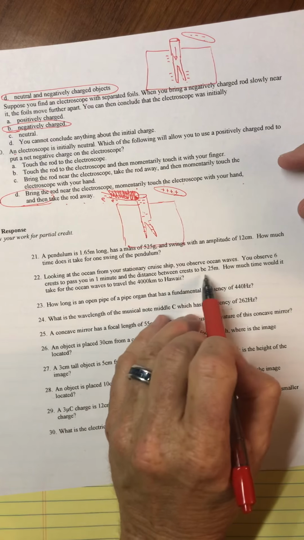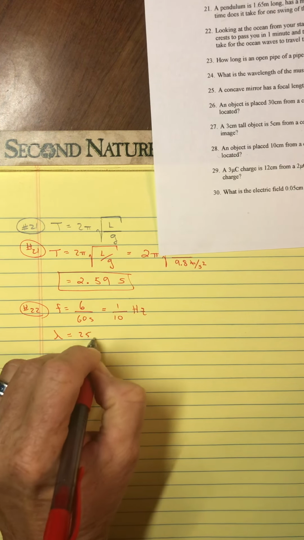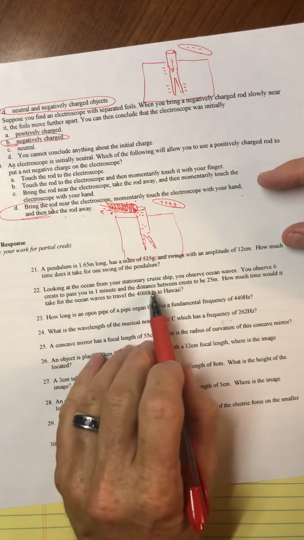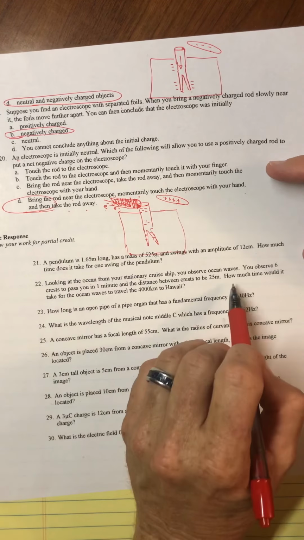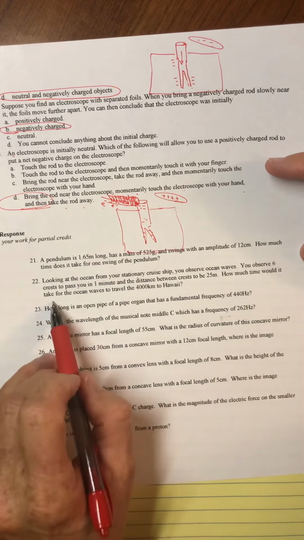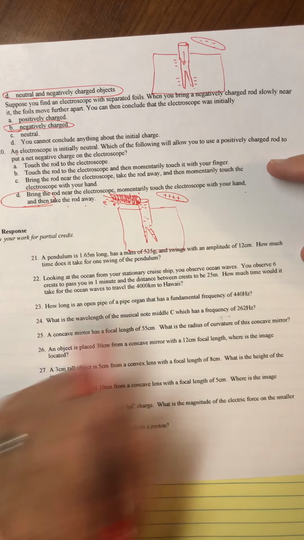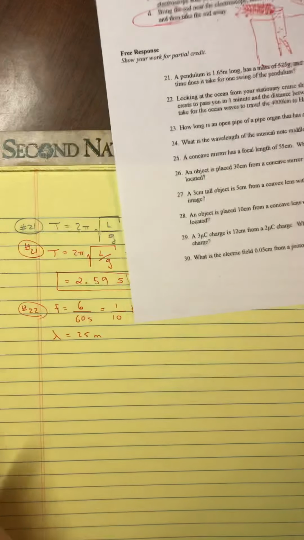And the distance between the crests is 25 meters. Okay, so wavelength is 25 meters. And again, that's what they're indirectly saying. Then they say distance between the crests. So that's the definition of a wavelength. Then it says how much time would it take for these ocean waves to travel the 4,000 kilometers to Hawaii? Wow, or Hawaii to the West Coast.